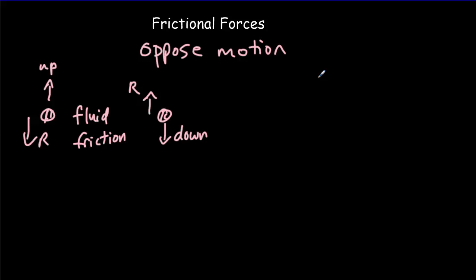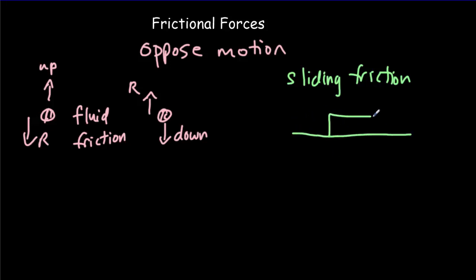Another key type of friction is sliding friction, but it works in a similar way in that it opposes motion. And if we say have a block here and let's say it's moving to the right, then we would get a force backwards. I'll use a small f for that sliding friction, and it would oppose that motion once again.